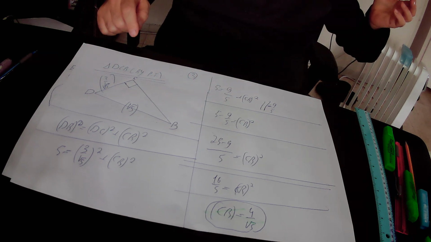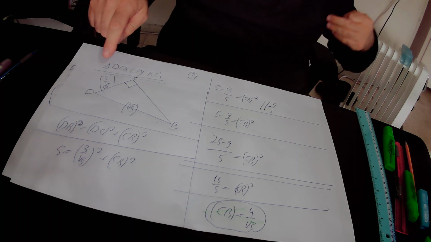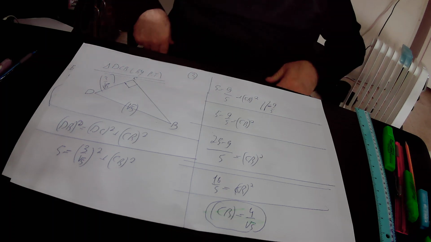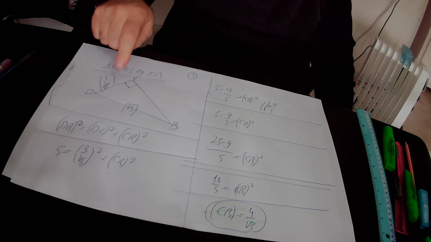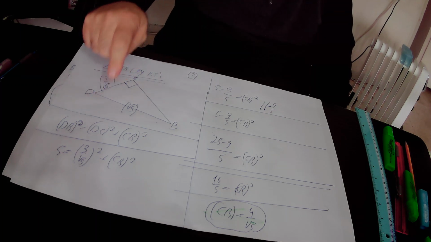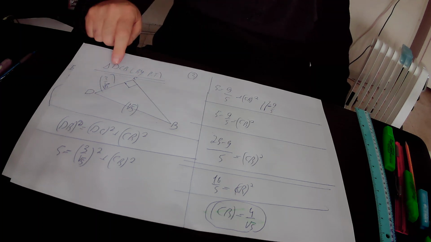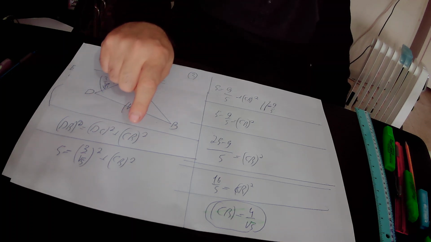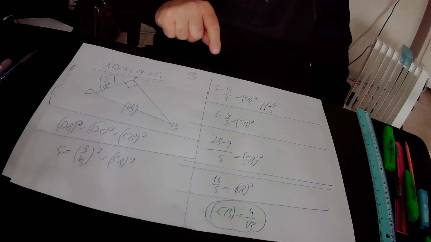According to the Pythagoras theorem, in this right triangle CDB, DB square equals CD square plus CB square. Again, DB square equals CD square plus CB square. DB is square root of 5, therefore DB square is square root of 5 squared, that is 5, and it is equal to CD square. CD is 3 over square root of 5, therefore CD square is 3 over square root of 5 squared, plus CB square. CB is this missing side, so we leave it as it is.